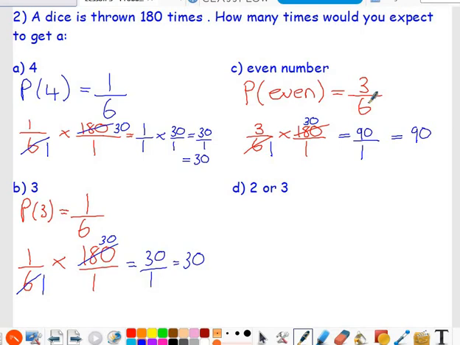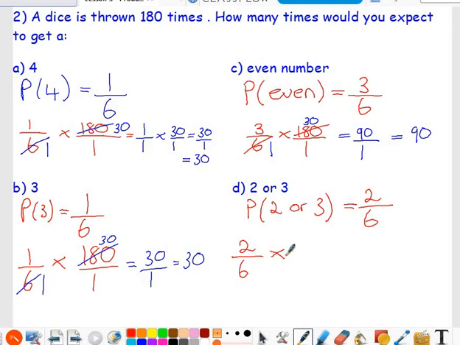Next one then, the probability of getting a 2 or a 3. So first of all, P of 2 or 3 equals, well, there's one 2 and there's one 3 on the dice. There's 2 out of 6. Okay, so 2/6. Again, you could simplify it to 1/3 if you want, or we can simplify here, or we can cross cancel. Either way will be accepted.